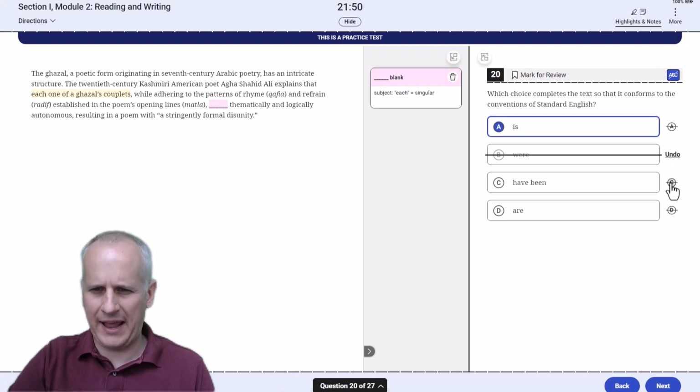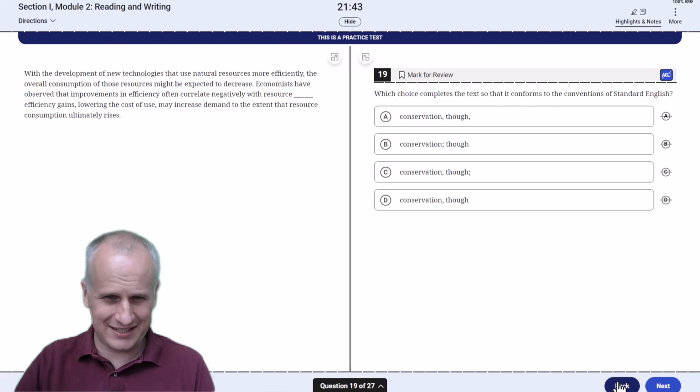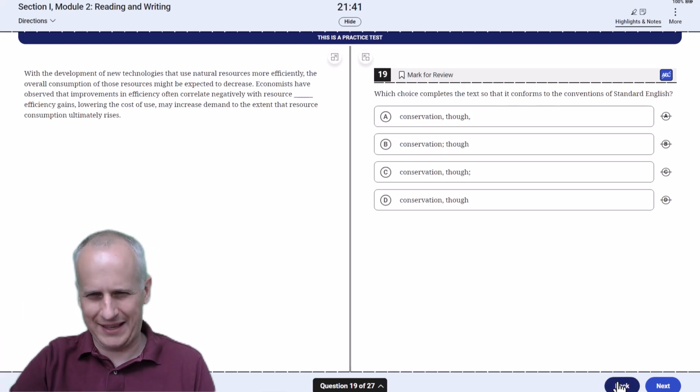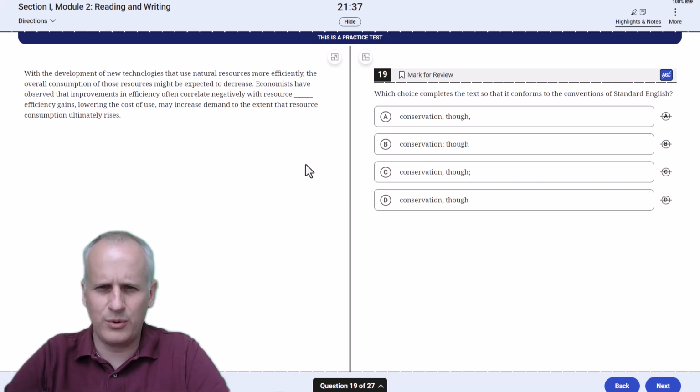Were would not be, have been would not be, are would not be, and we've got our correct answer. You can see how you can really just focus on the subject specifically to make that kind of question go pretty quickly in the end, and potentially use the notes again to enforce engagement up front.